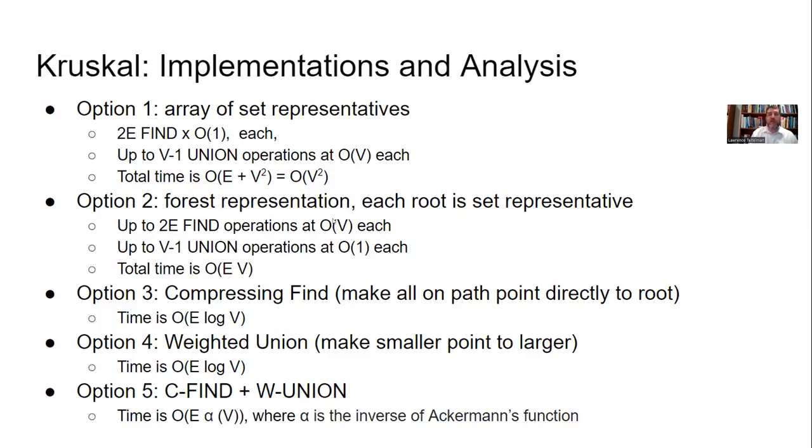But I need to do that twice for every edge. So this comes out to be 2 times E times V, which is the same as 2EV. And I need to do the union. The union is easy because I just make one tree point to the other tree. So I just make it point to the root. By the way, these are not necessarily binary. So that takes O of 1 times V minus 1. So I have 2EV.